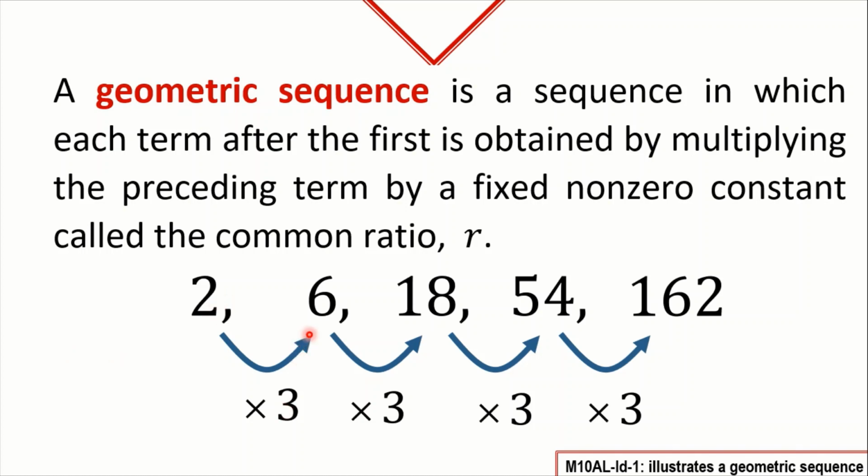2 times 3 is 6. 6 times 3 is 18. 18 times 3 is 54. And 54 times 3 is 162. So, ang bawat term ay minumultiply ng pare-parehong number. Okay? So, we can say that this sequence is a geometric sequence. And 3 is what we call the common ratio.